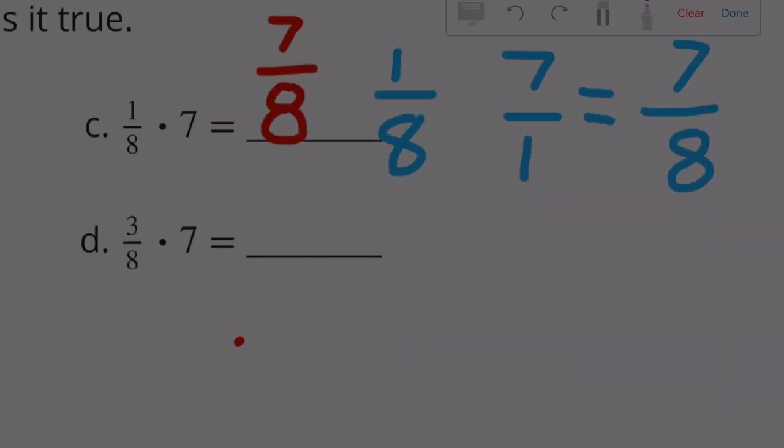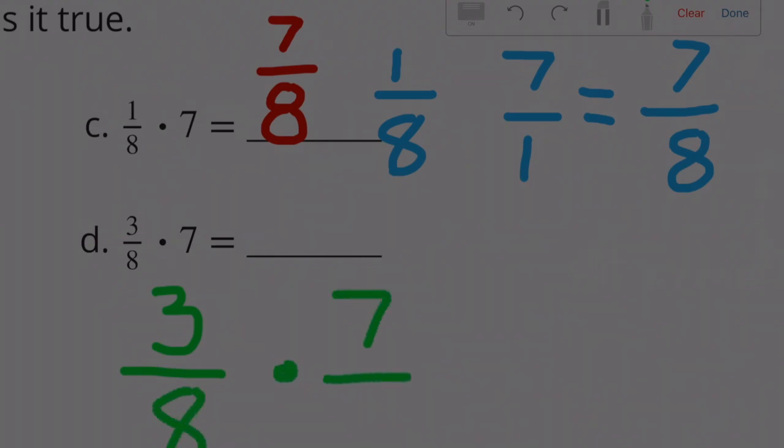3 eighths times 7. So my guess is that it's going to be 3 times bigger than the first one, because 3 eighths is 3 times bigger than 1 eighth. So 7 eighths times 3 is going to be 21 eighths. So my guess is that we're going to get 21 eighths. Let's test this out. 3 eighths times 7. 3 times 7 is 21. 8 times 1 is 8.